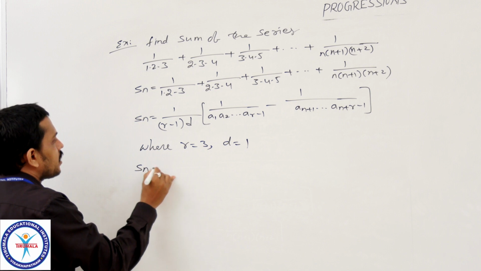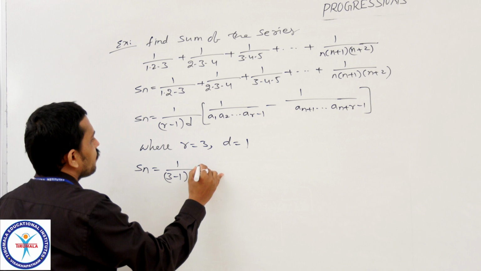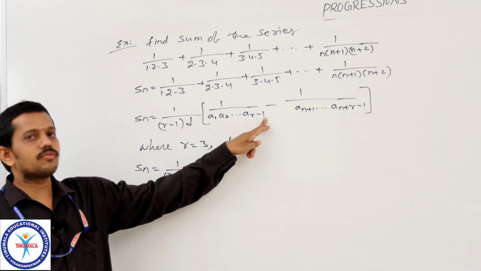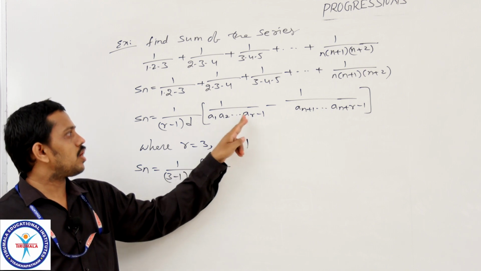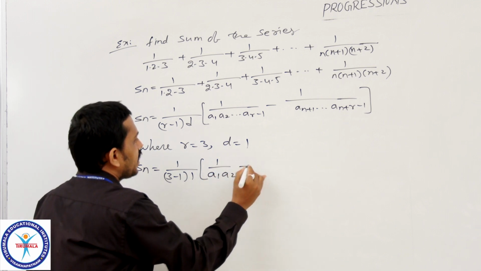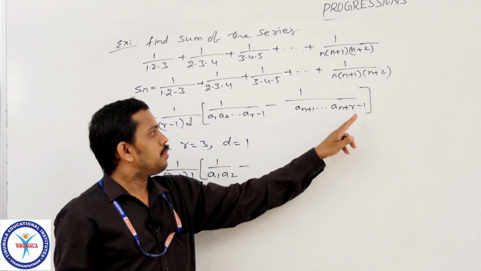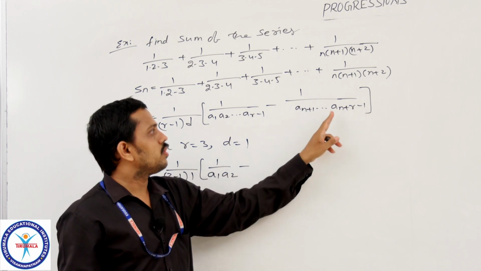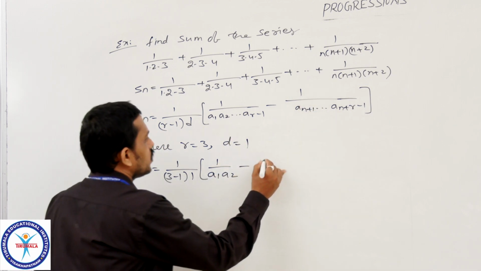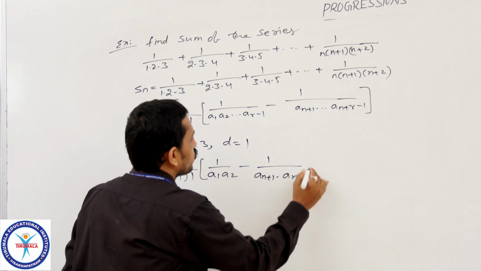Now by substituting the corresponding values: 1 by (3 minus 1) into d, which is 1, so 1 by 2. Here r is equal to 3, 3 minus 1 is 2, so up to a2, we will consider a1 a2, minus 1 by the product. Here r is equal to 3, 3 minus 1 is 2, so we will consider an plus 1 and the next term an plus 2, so 1 by the product of an plus 1 into an plus 2.